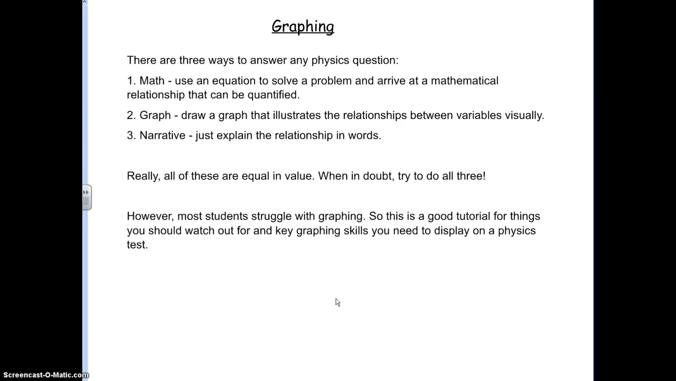Most students struggle with graphing, and I spend a lot of time talking about graphing because it's just something you don't get a lot of skill in. In math class, you get some practice doing the equations. In English class, you get some practice explaining things and verbalizing things in words. But only in science class do you really do a lot of graphing, where you're trying to integrate those 2 worlds. So we're going to spend some time on that today.